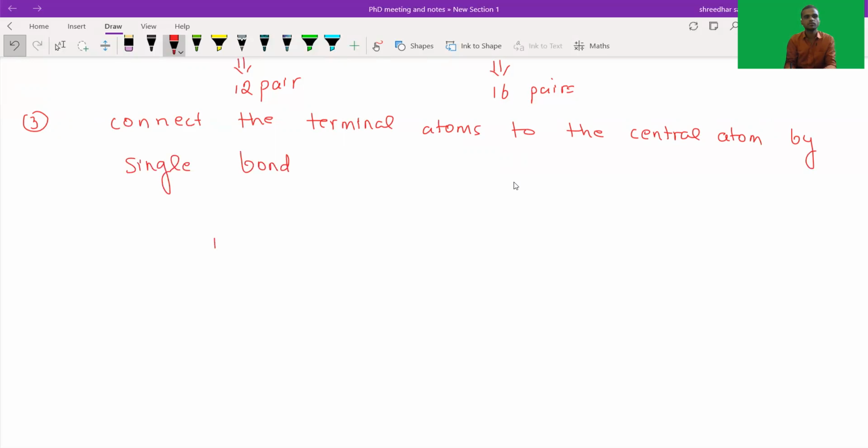Here I have nitrogen, oxygen, oxygen, and oxygen. Here I have sulfur, oxygen, oxygen, oxygen, and oxygen. Connect each terminal atom to the central atom by a single bond. So I have connected 3 oxygens with the nitrogen with single bonds. These also I have connected with single bonds. So here 3 pairs are utilized.